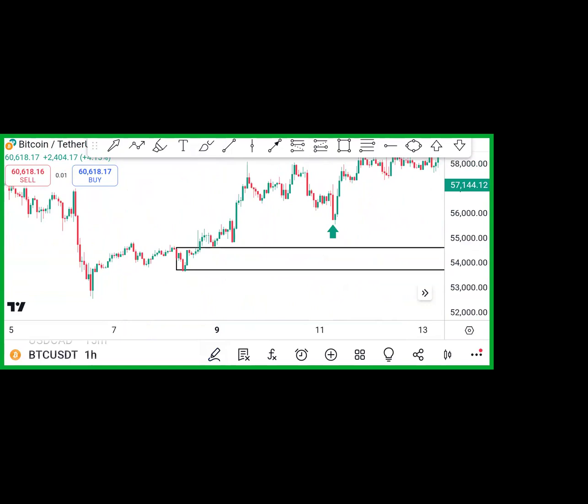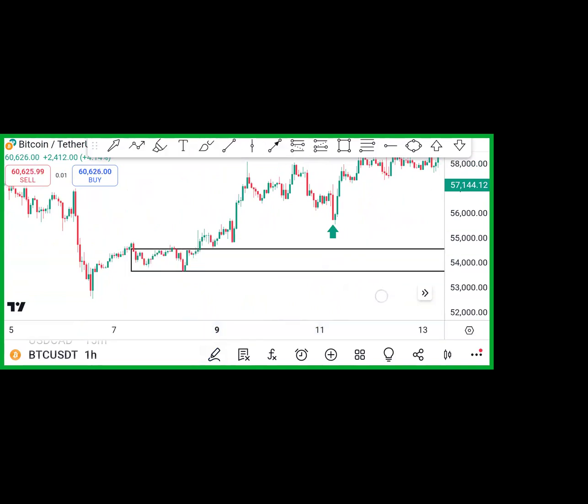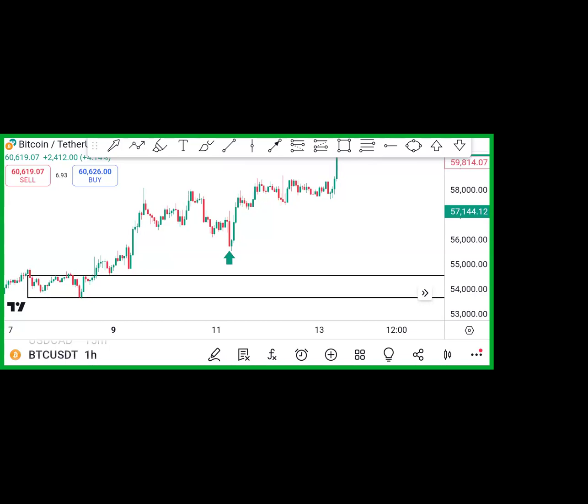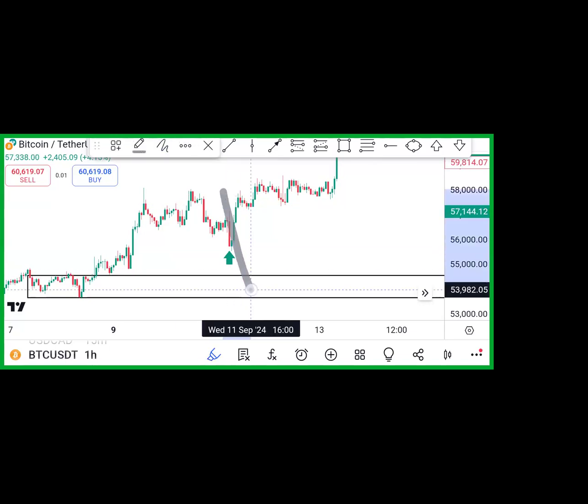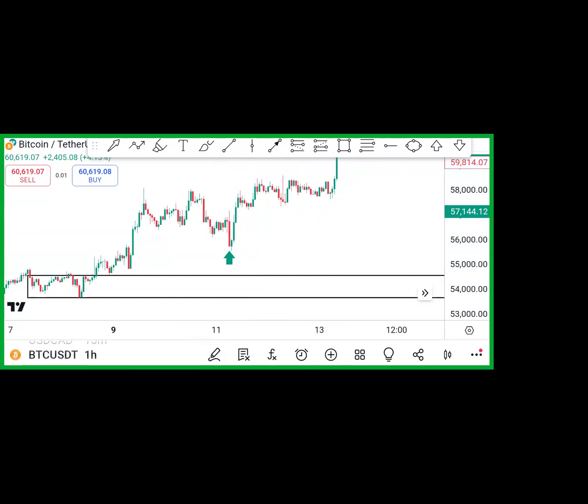If there are multiple rejections, you mark out the wicks. While if there is no rejection, you mark out the last opposite candle. Right? And this now automatically becomes a demand level. And anytime the price is going to be back there, you want to long. That's what you do in a demand level.